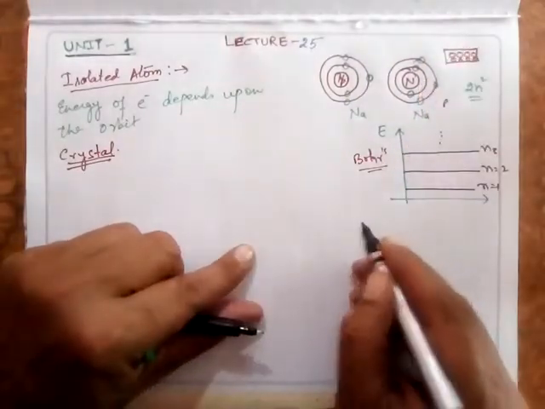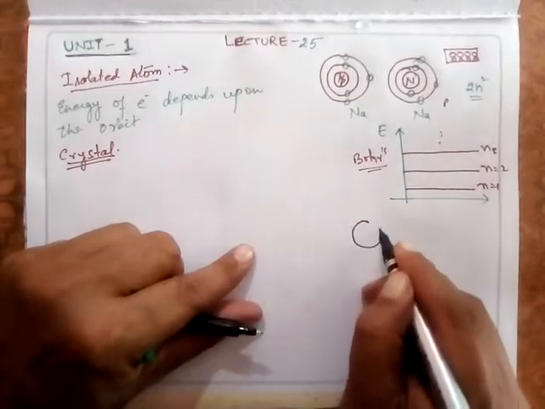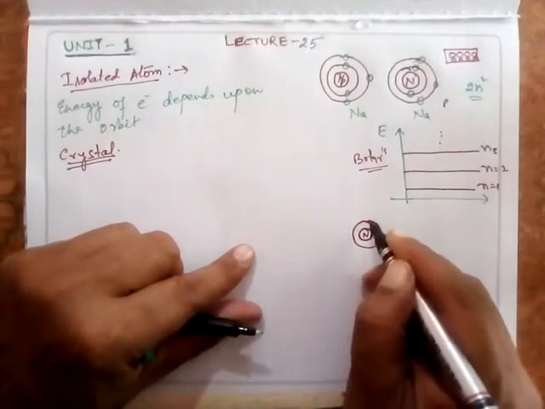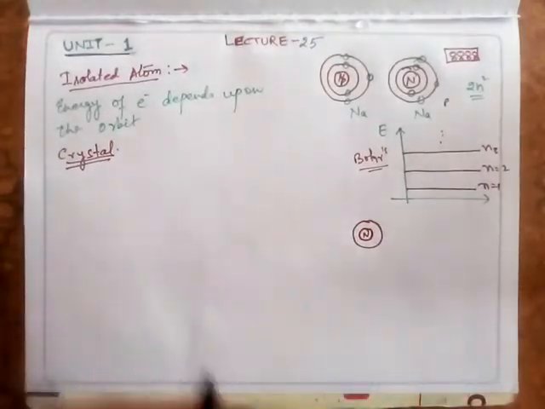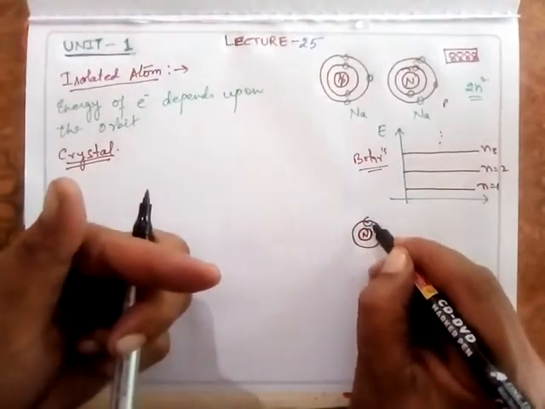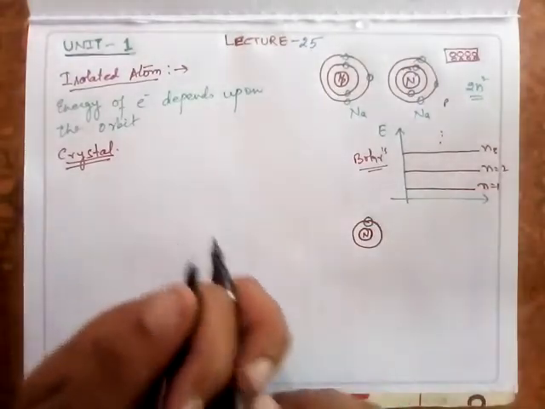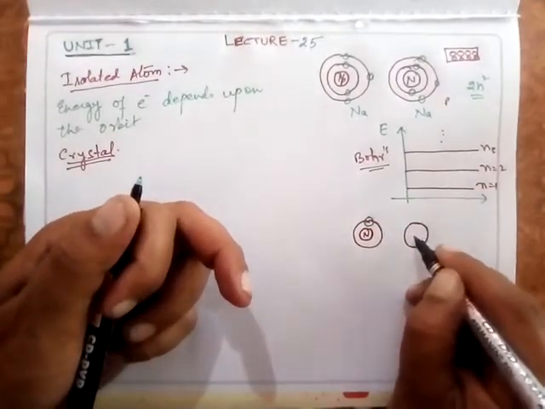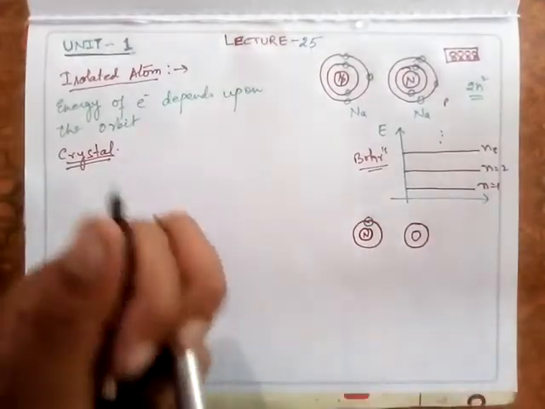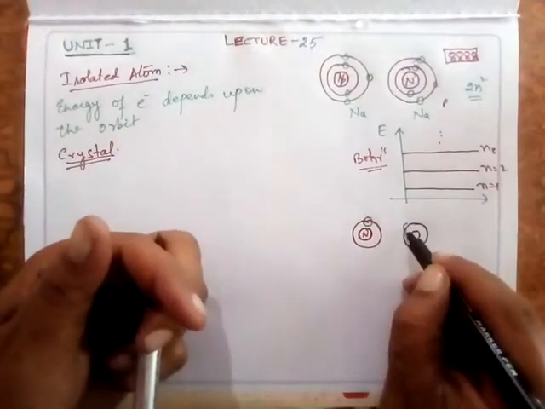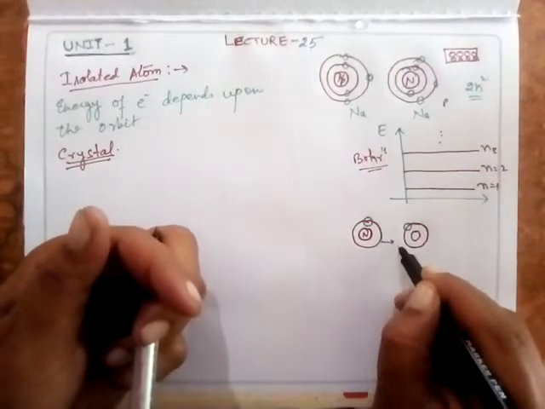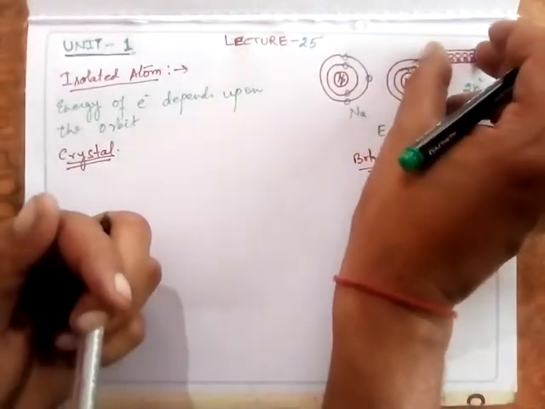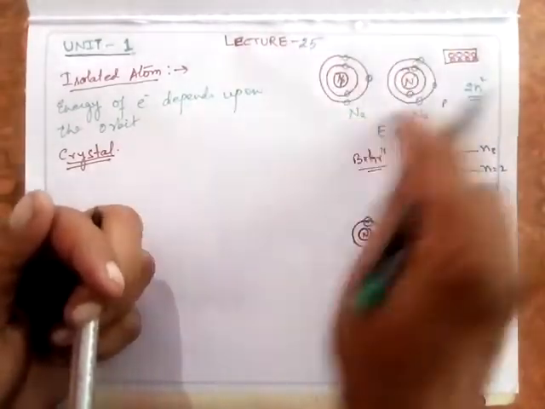Now suppose I say that this is a sodium atom, or any particular material. I say this is the nucleus and it will have some electron. Let's take another one. There's a nucleus here and it has some electron here. Now what happens is that these atoms come closer in order to form a crystal here.